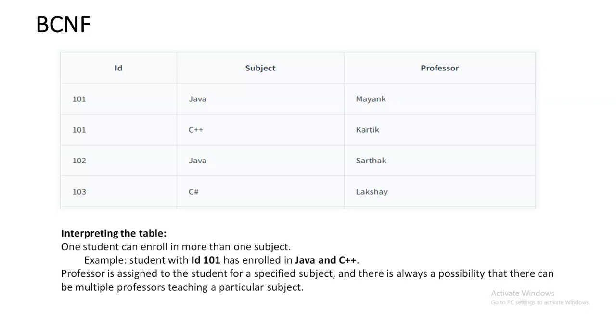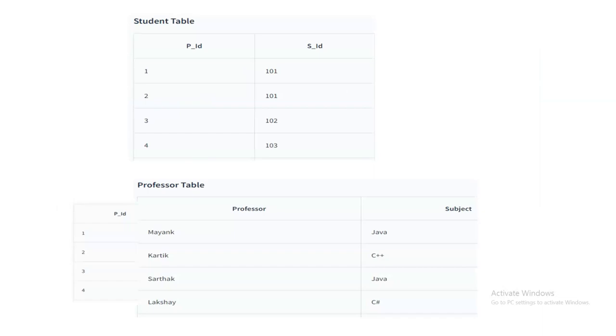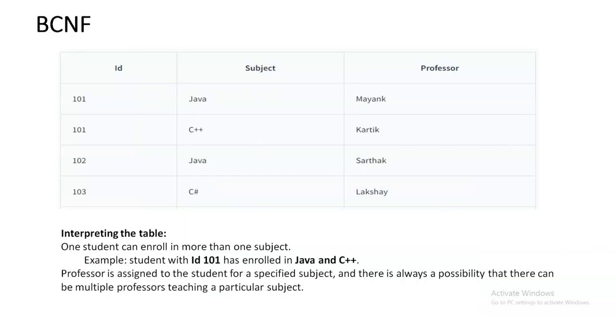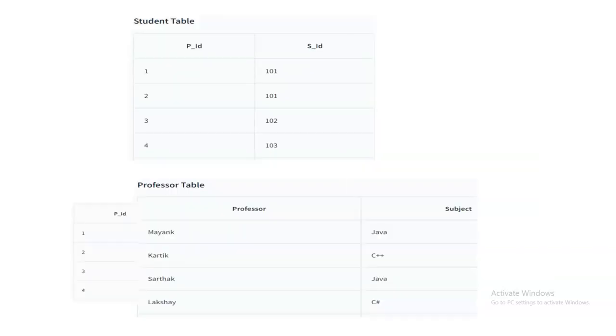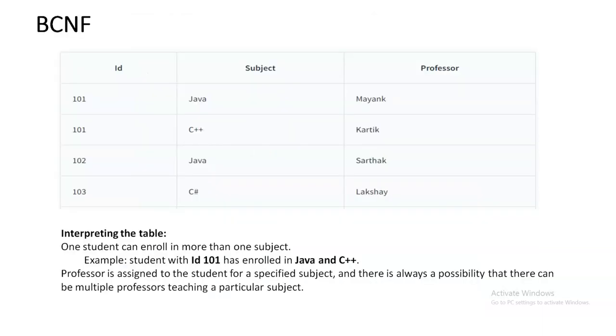To normalize this table, you will divide the table into two. So the first table will be professor and subject. Sorry, the first table should have a student ID, not PID. That will be the student ID. Simply, you divide this into ID and which subject the student is going to take. So table 1 will be ID and subject, and table 2 will be professor and subject. This is how the larger table will be divided into two.